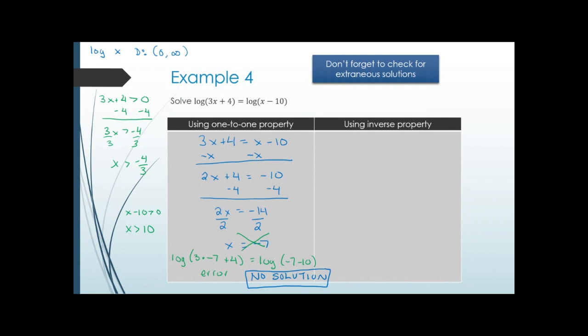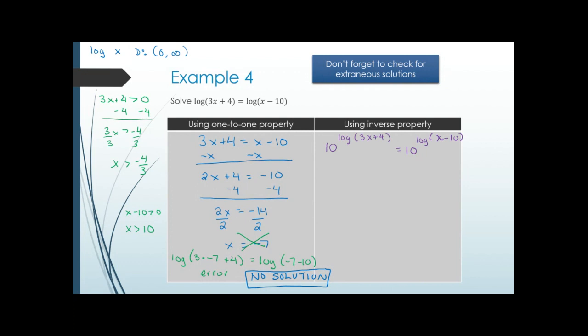Now, I'm going to solve this using the inverse property as well so that you can see the comparison here. We're still going to get something with no solution. The solution is not going to change, but I'm just going to show you how you could use the inverse property to solve. So we have something with a log. The inverse of log, which is base 10, would be raising it to the power of 10. So we would say 10 to the log of 3x plus 4 equals 10 to the log of x minus 10.